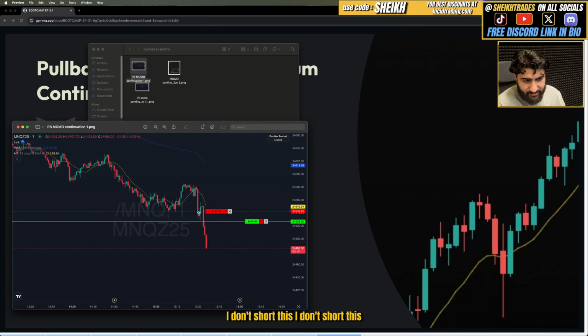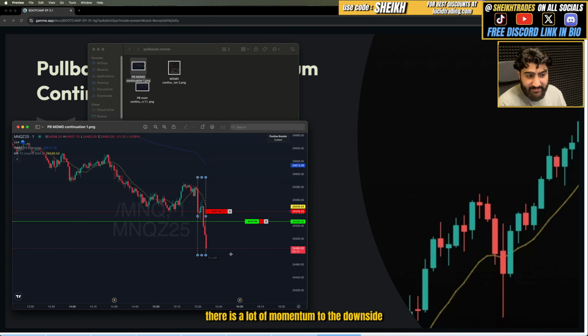I don't short this. I don't short this. What do I short? I short the 1 minute bar by bar pullback. This is where it only gives me a later fill, but it pulls back 1 minute bar by bar. And what do we see? This is a pullback momentum continuation.